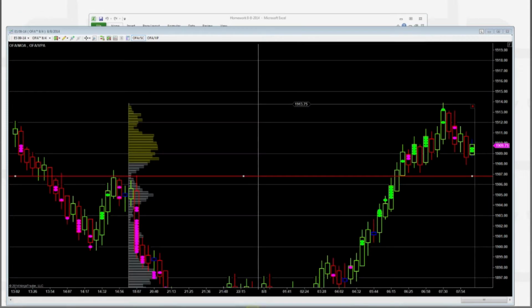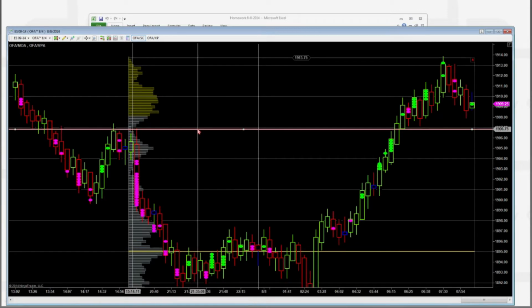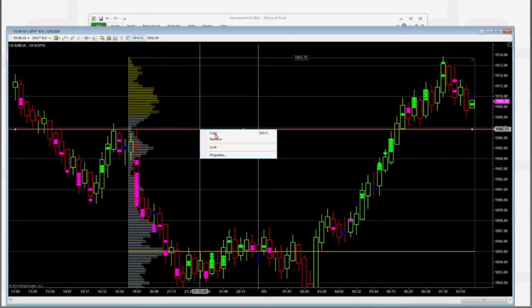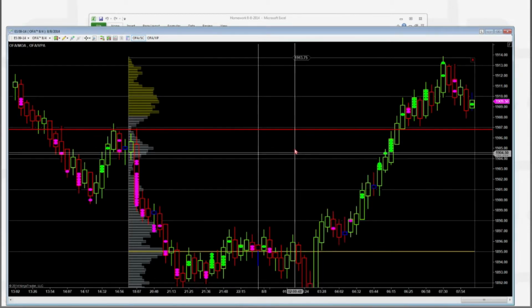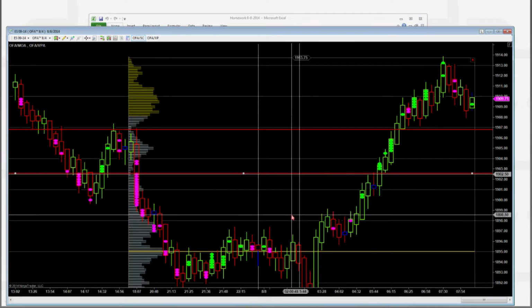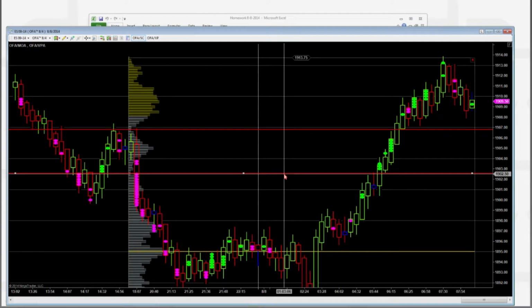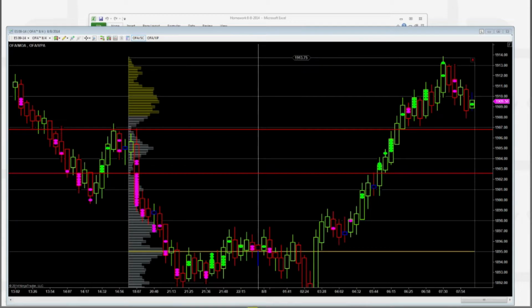And so as we look at our overnight, we have a very, very solid low volume area in the overnight here. And we have one down at 1902.50, which is pretty close to our, we have a high volume area, a composite high volume area at 1902.25.